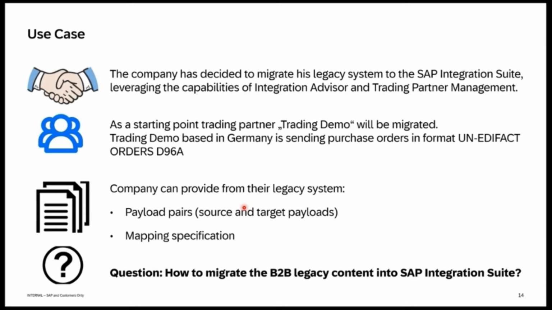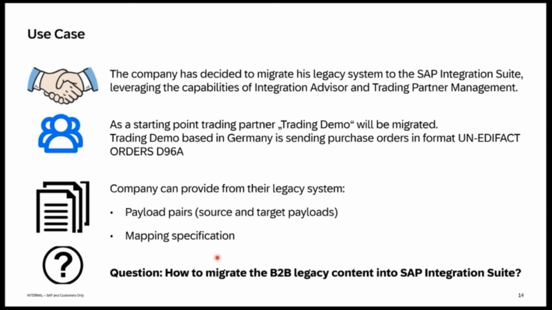Now let us understand this use case. As a starting point, we would be migrating this trading partner, trading demo. It is based in Germany, and it is sending, let's say, purchase orders in the format of UN EDIFACT ORDERS D96A version. So in this case, the company needs to provide two things from their legacy system: the payload pairs, source and target payloads, which would be used to create the source MIG and the target MIG, and then the mapping specifications, which would be used to map the source and the target MIG.